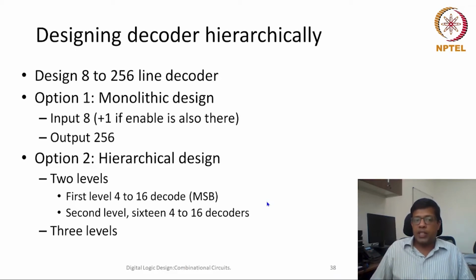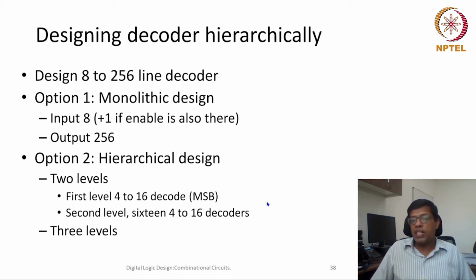Could be multiple ideas here. So let's say I want to make a hierarchical design, I want to make it a 2-level design. In a 2-level design, one thing I can do is at the first level, there could be a 4 to 16 decoder. And at the second level also there would be 4 to 16 decoders. Okay, so there are 16 decoders, 4 to 16, at the second level.